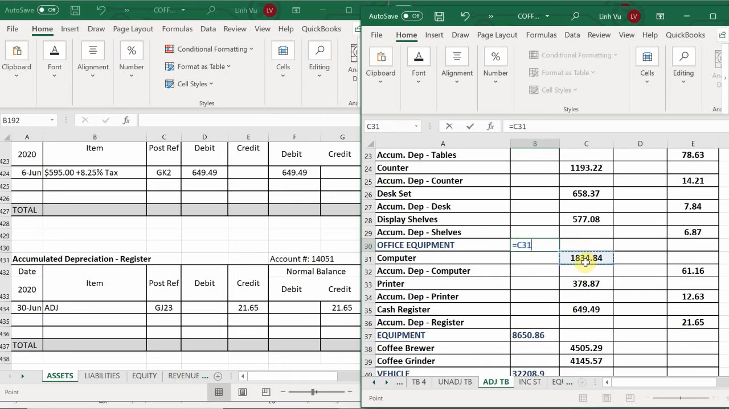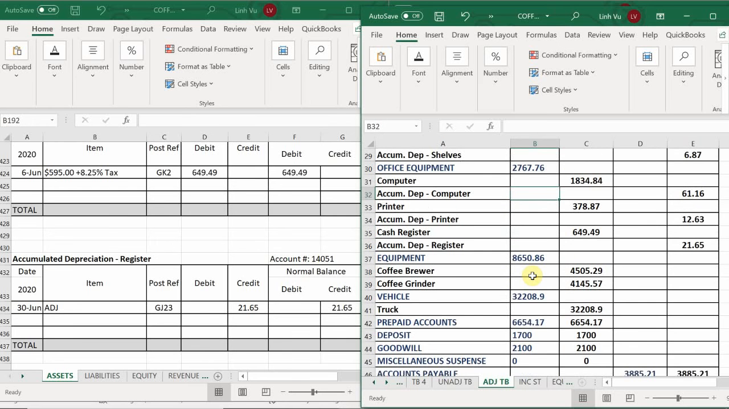So that means the value of my office equipment is going to change as well, because we have to subtract out the depreciation there. We also add our printer and subtract the depreciation there, and add our register while subtracting out the depreciation there. So therefore, I should have $2,767.76 worth of office equipment. Okay, good so far.